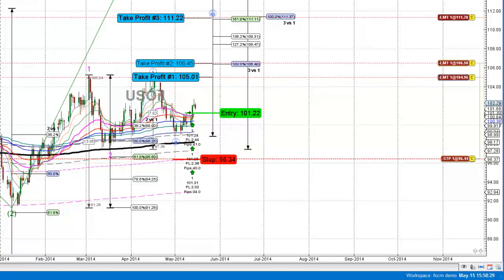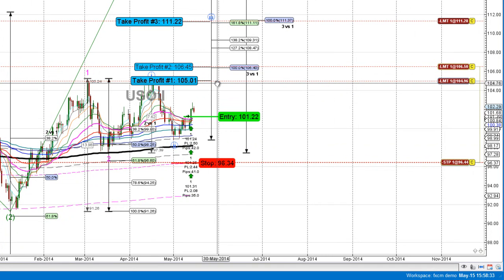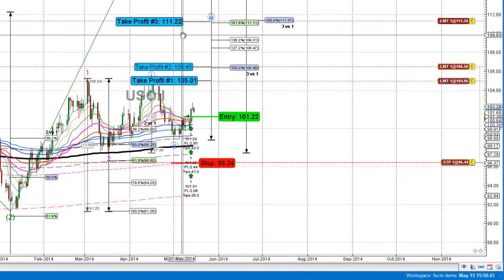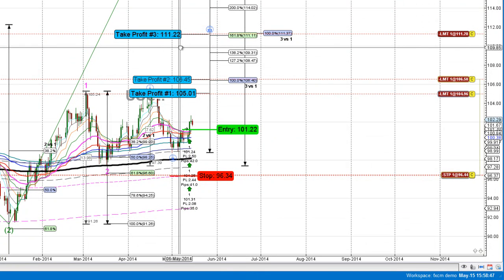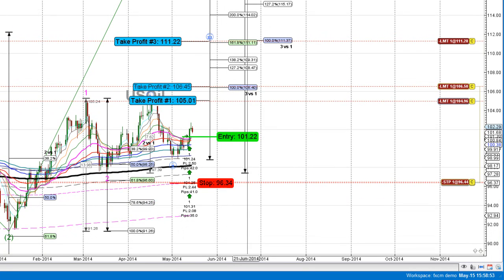So currently we put our targets in, and this is the 78.6 level at 105.01, and second target 106.45, and third target 111.22, and of course our target ultimately aimed is at that larger wave degree.